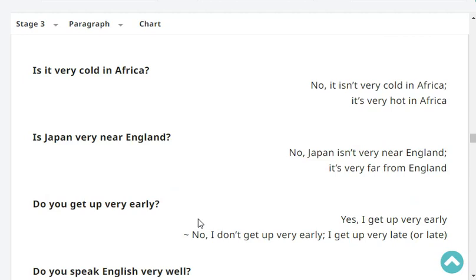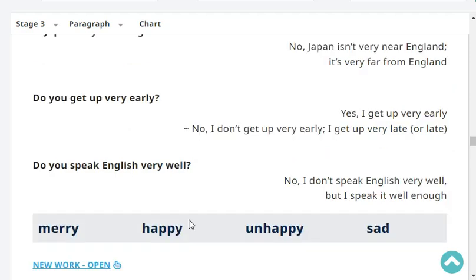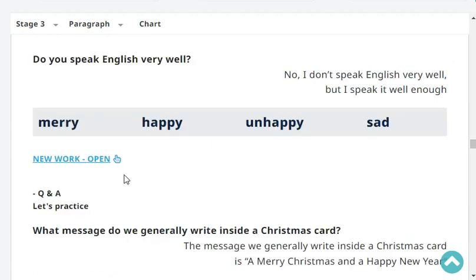Is Japan very near England? No, Japan isn't very near England. It's very far from England. Do you get up very early? Yes or no? No, I don't get up very early. I get up late.